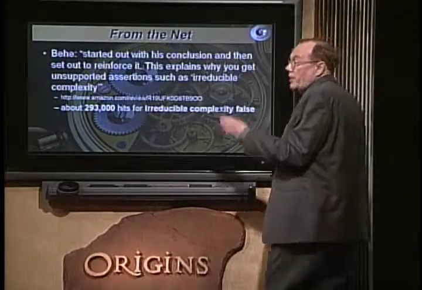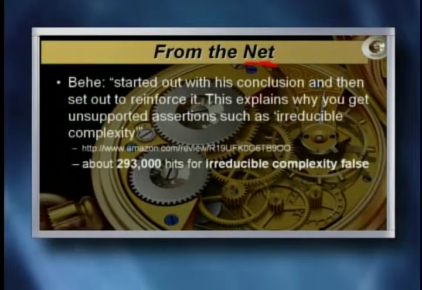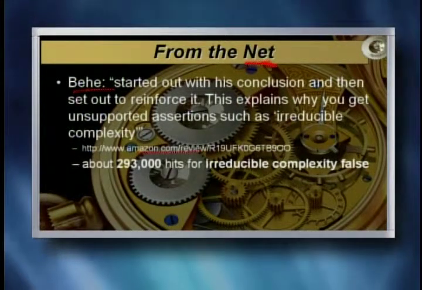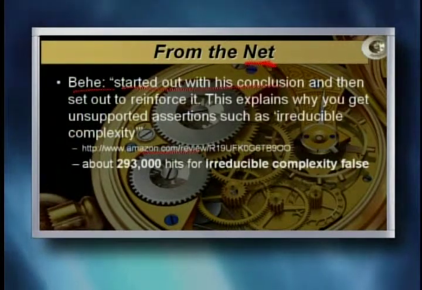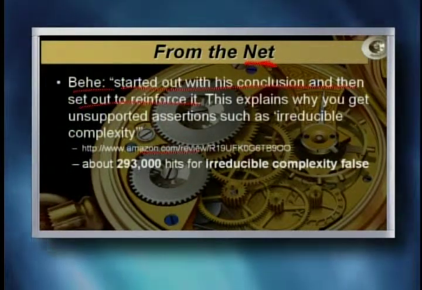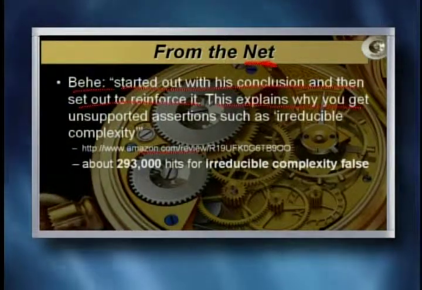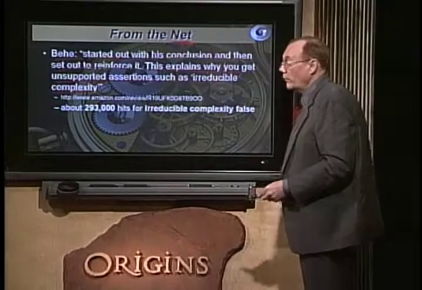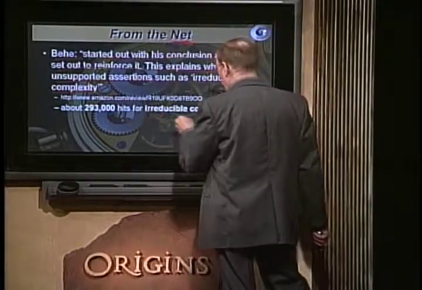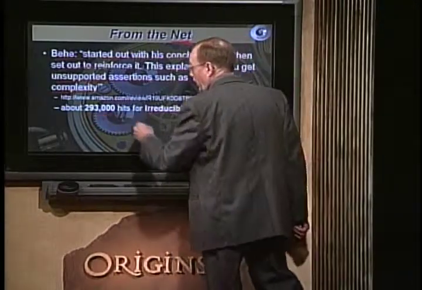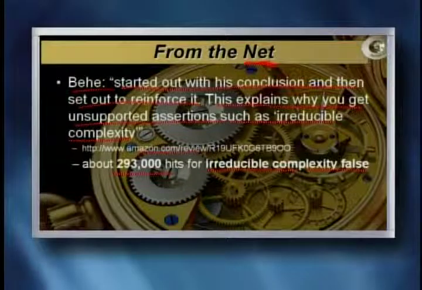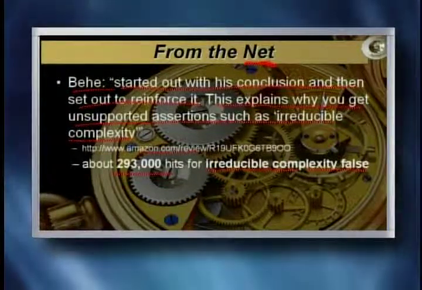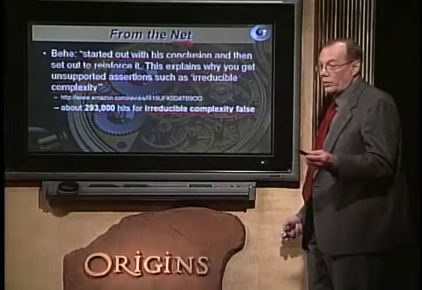It's an idea that's been around for a long time. It was central to chemistry, the development of chemistry, and so on. And this now has gotten in the media from the net. There's a quote from Amazon, a review of a book: Behe "started out with his conclusion and then set out to reinforce it." Okay, well, that may be true. "This explains why you get unsupported assertions such as irreducible complexity." And when I plug in "irreducible complexity is false," I got 293,000 hits. So there are 293,000 hits which claim that irreducible complexity is false, and of course that's ludicrous.